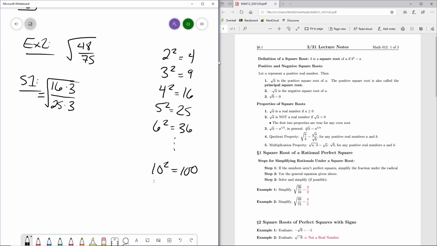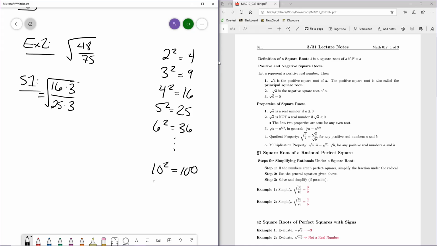Now looking at 75, I'm going to do that again. You'll still start at 7 squared, because 8 squared is 64, and 7 squared is 49. But 75 divided by 49 does not give you an integer. Then you go to 36, but 75 divided by 36 is also not an integer. But then we get to 25. 75 divided by 25 is 3, which is an integer. So 25 is the very first perfect square we get. 25 times 3 is 75. So this is how we simplify.